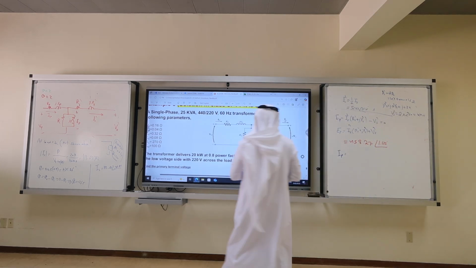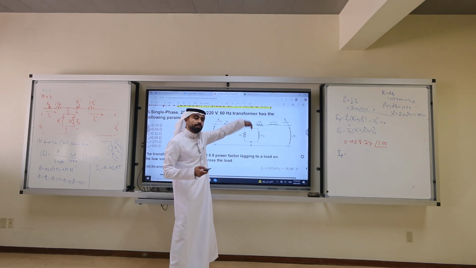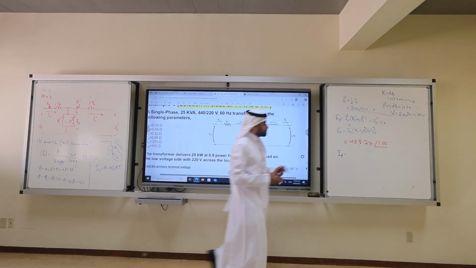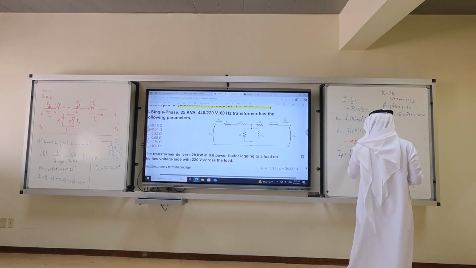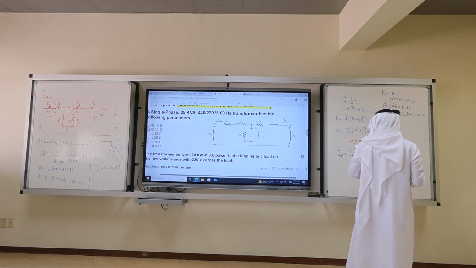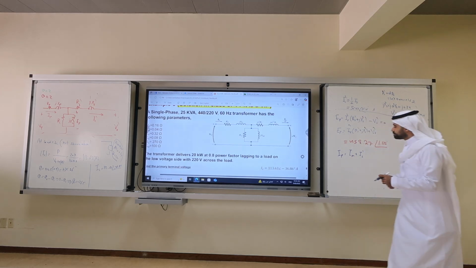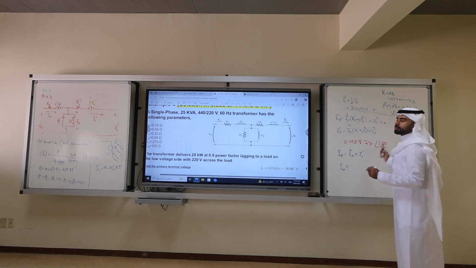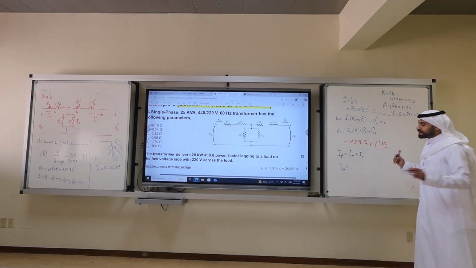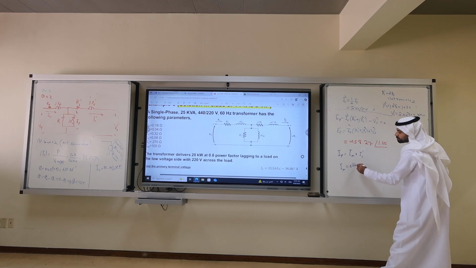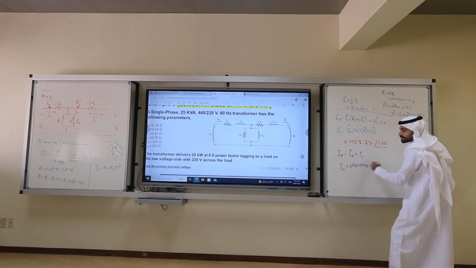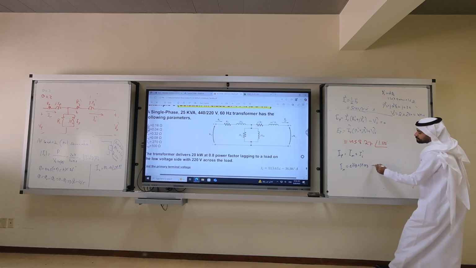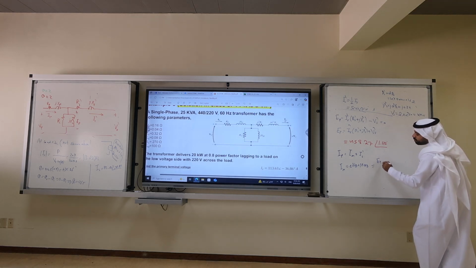That is correct, but let's use it simple. IM plus IS prime. What is IM? EP over RC plus that is correct. But I'm gonna say it's eddy plus magnetizing current, right? Sorry. What is the eddy? EP over RC plus EP over JXM.